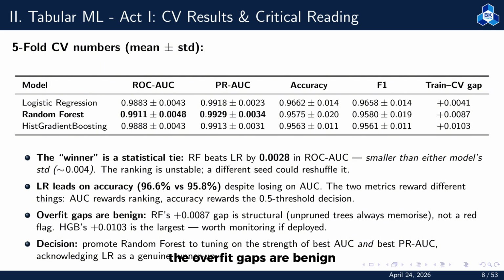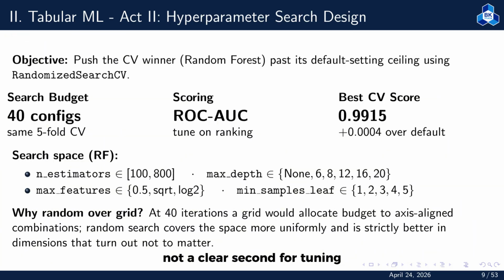The overfit gaps are benign. The RF gap of 0.08 is structural. Unpruned trees always memorize the training fold. HGB, at 0.003, is the largest relative gap, worth monitoring if deployed. Our decision was to promote random forest on the strength of best AUC and best PR AUC, but we acknowledge LR as a genuine runner-up, not a clear second.